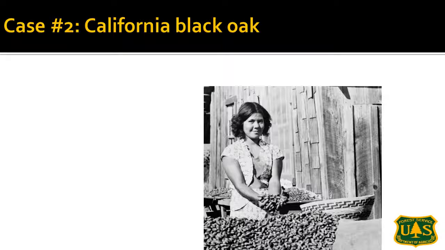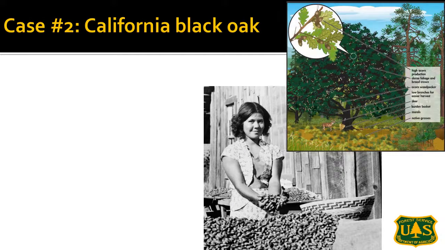The second case study we'll turn to is California black oak, which is a very important tribal resource, particularly for source of acorns. And we worked with elders to identify what desired conditions for this species would be, including these large canopied trees with relatively low branches to facilitate access for gathering.